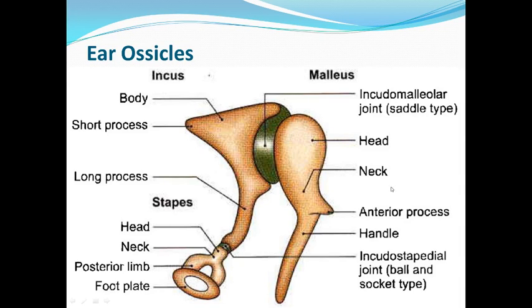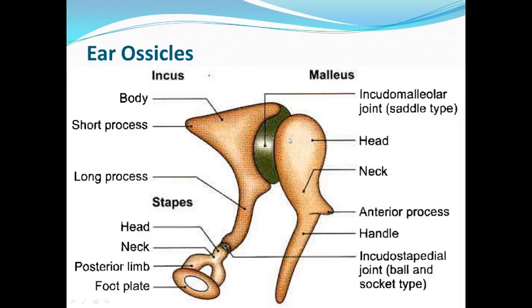That means this side is the side towards the external ear and this side is the side towards the internal ear. So this is the most lateral and the largest ear ossicle. Now it has the following parts. First of all, the topmost part is the head.